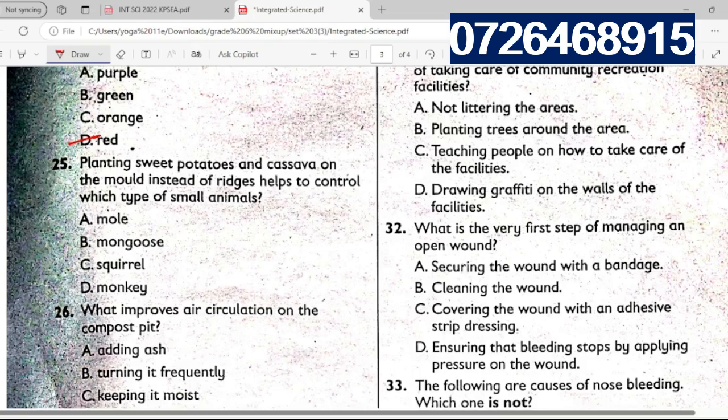Planting sweet potatoes and cassava on the mound instead of ridges helps to control which type of small animals? Potatoes and cassava on the mound instead of ridges.